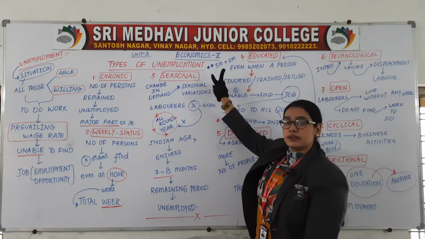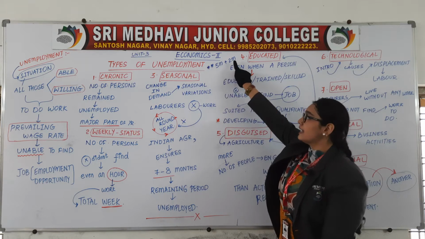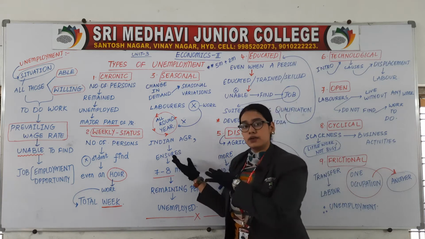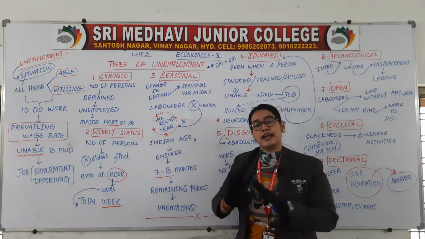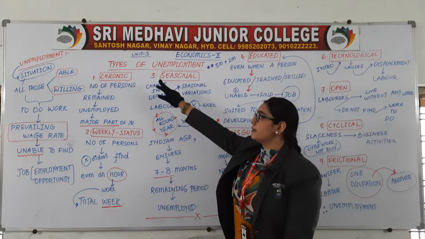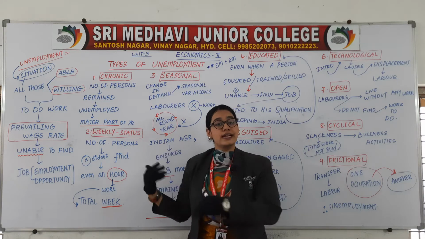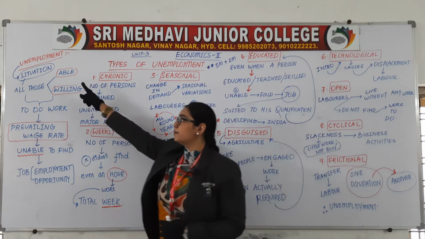It is a 2-in-1 topic, like it is important for 5 marks as well as important for 2 marks. So if you just read one topic, it is useful for 2 things, that is 5 as well as 2. What is the topic name? Types of unemployment. Before starting the topic, we'll know the meaning of unemployment.